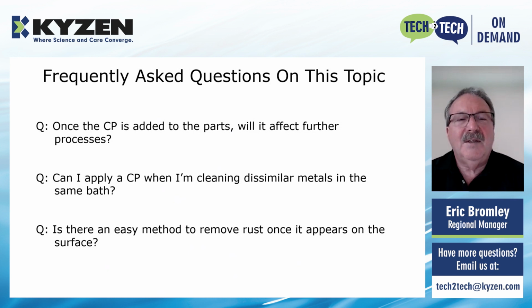And the last question is, is there an easy method to remove rust once it appears on the surface? There are multiple methods. The aqueous dip process seems to work the best. You would have to use an acid that would remove the rust. So depending on the type of steel or metal that you have as a substrate, it would determine what you use to remove the rust, but it can be done. And if it's on heavy enough, or if it's bad enough, then you may want to consider a tumble or a media blast or something along that nature. But usually it can be removed through an acid process.